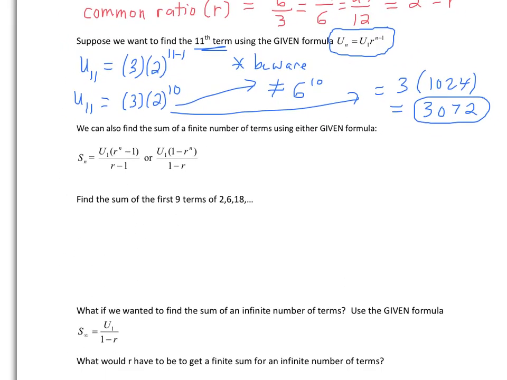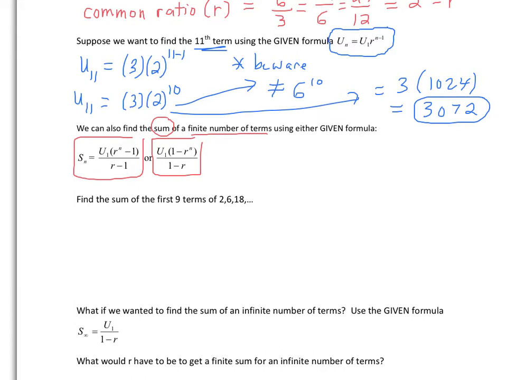Now we're looking to find the sum, just like we did with arithmetic. Suppose we want to find the sum of a finite number of terms. Okay, well, we have 2 formulas here. They're basically the same formula. The only difference is on the inside you have r to the n minus 1, and then you see the reverse of that, 1 minus r to the n. So very, very similar formulas. Doesn't matter which one you use. All the variables are the same in each formula.